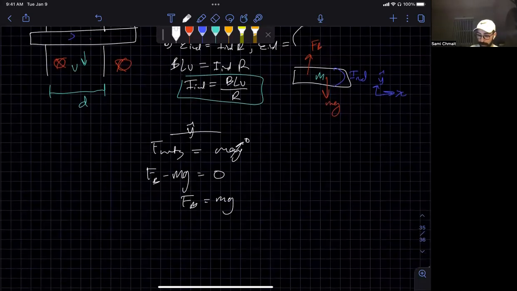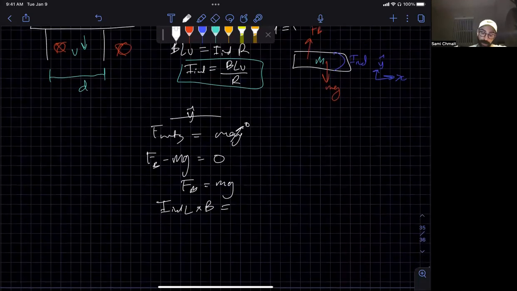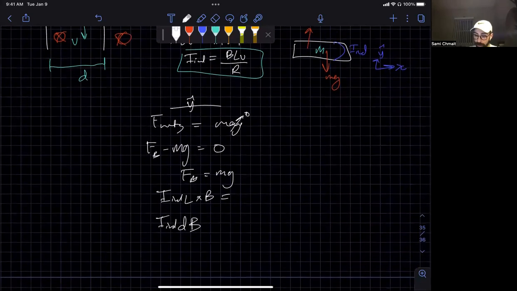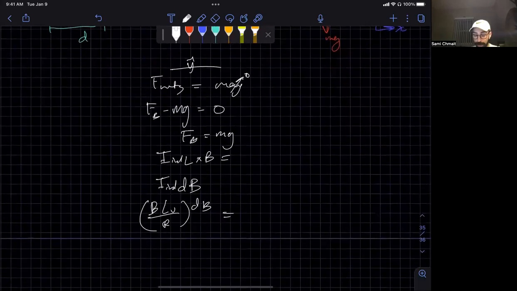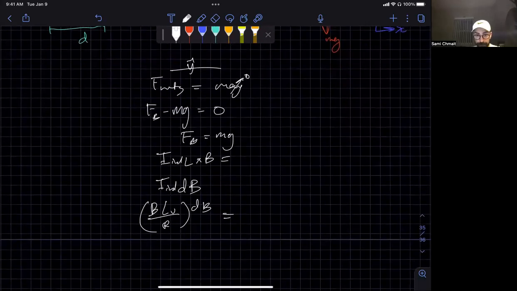we know what FB is constituted by. That's that I induced L cross B. That should be something we remember from before. And that length, I call it D. So I induced D, and the cross product tells you sine of the angle between them is 90 degrees, so it's equal to 1. So just B. We know what I induced is, we solved for that before, BLV over R. And then we just got to multiply in that big B.